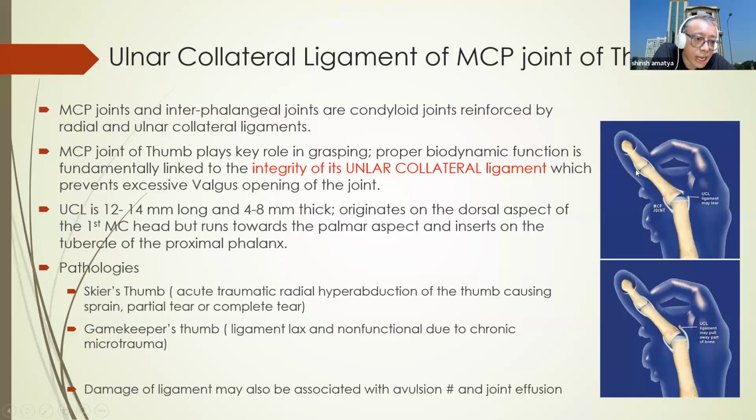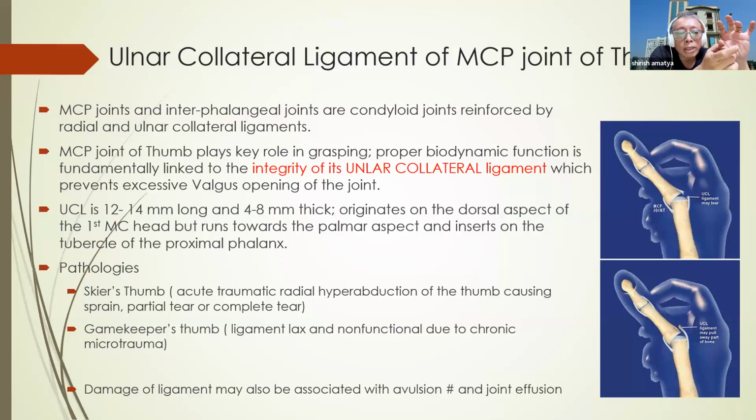You can see on the radial aspect there is one ligament, which is called the radial collateral ligament. And on the ulnar side, there is another ligament, which is the ulnar collateral ligament. These collateral ligaments help to stabilize the interphalangeal as well as metacarpophalangeal joints. And we are more interested in the ulnar collateral ligament of the thumb, because 50% of the function of the hand is by the thumb, and it plays a key role in grabbing, grasping, writing. Many activities are associated with the integrity of this metacarpophalangeal joint of the thumb.